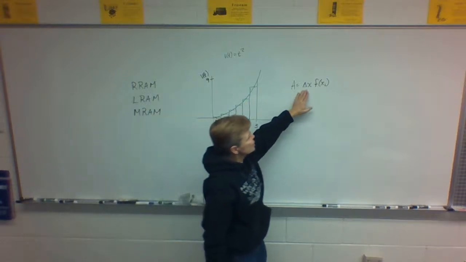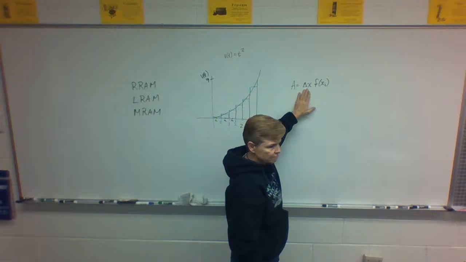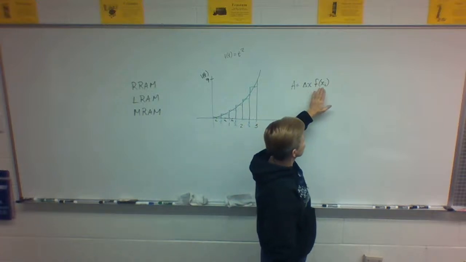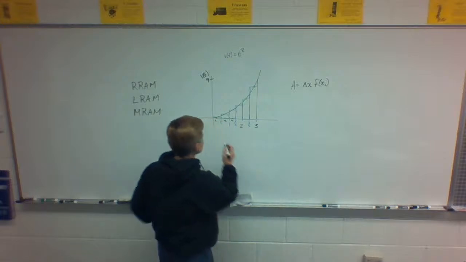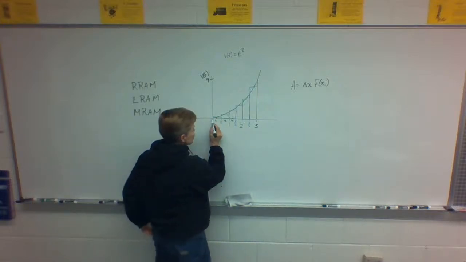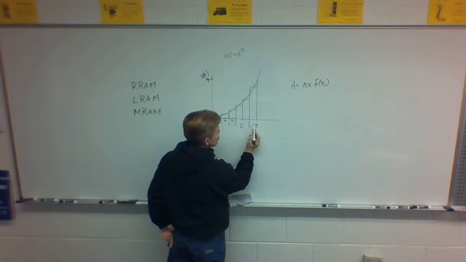But this is the width of the partition, the change in x. That's 1/2 in our case. Are you with me? Yep. That's the width of the partition. And this is the function evaluated at x equals 0, 1/2, 1, 3/2, 2, 5/2, and not 3.